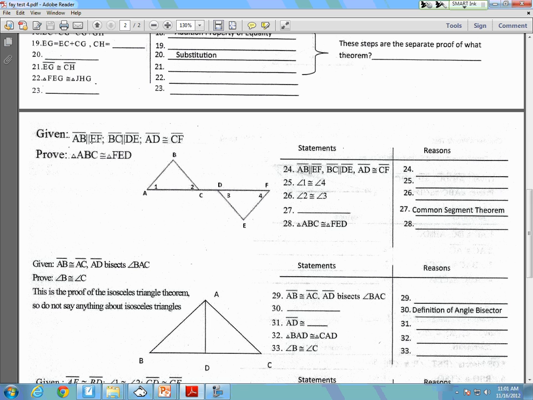AB is parallel to EF, BC is parallel to DE, AD is congruent to CF. That's all you're given. We want to know, why is angle 1 congruent to angle 4?